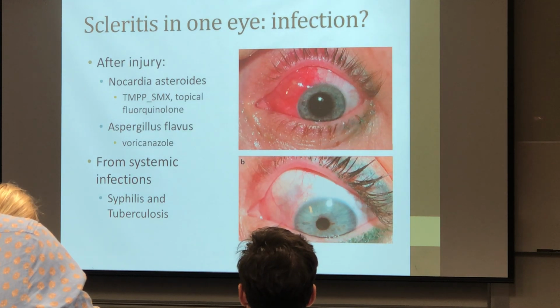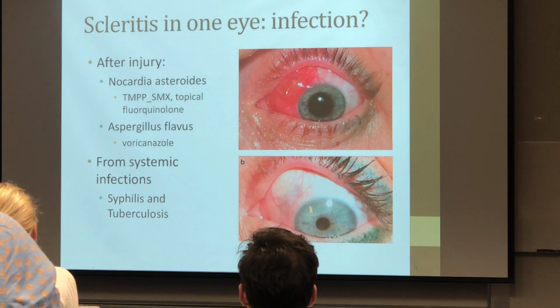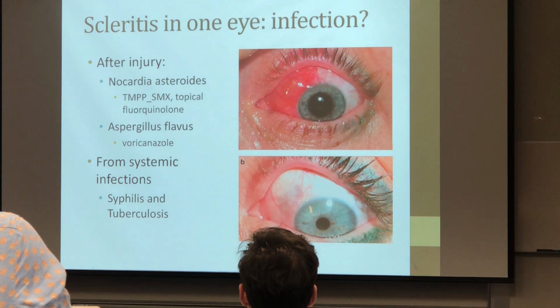Now, infectious scleritis, I want to bring up, is very difficult to treat because the sclera is really avascular. And most of the antibiotics we give are delivered by way of the blood vessels. In the case of the cornea, the treatment is Bactrim and the like.